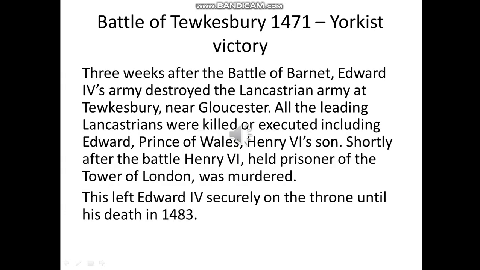Three weeks later, the remnants of the Lancastrian forces were defeated at Tewkesbury near Gloucester, with all the leading Lancastrians being killed or executed in that battle, including Edward, Prince of Wales, Henry VI's 15-year-old son. And on his return to London, Edward IV had Henry VI, who was a prisoner in the Tower of London, murdered. So that left Edward securely on the throne until his death 12 years later.